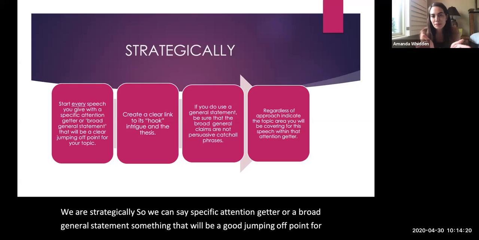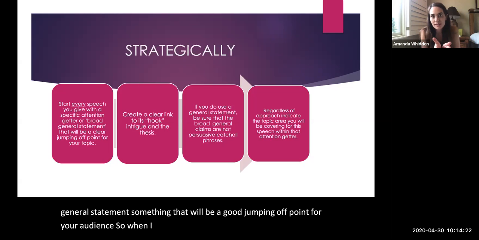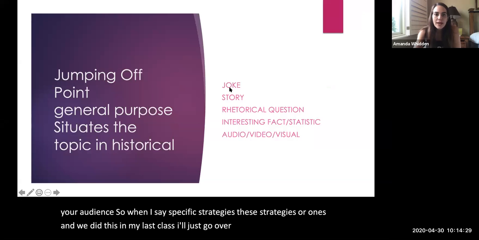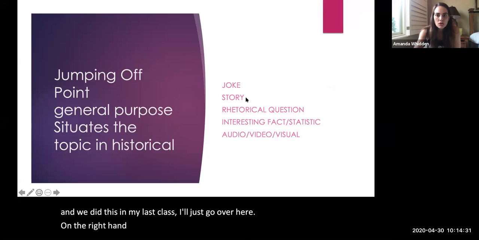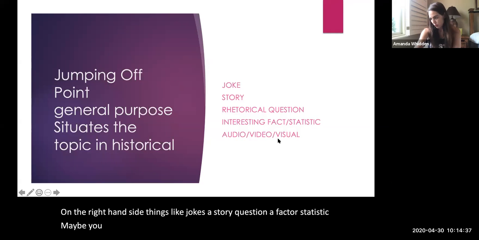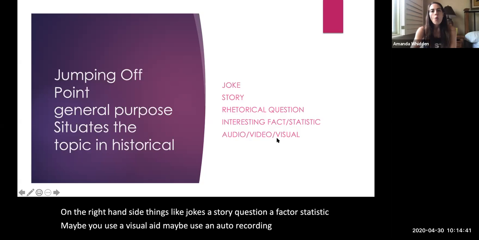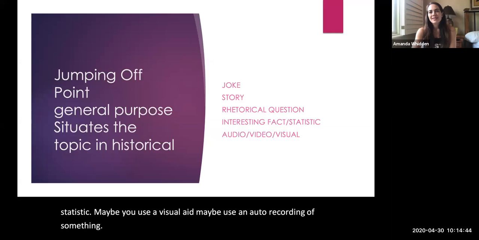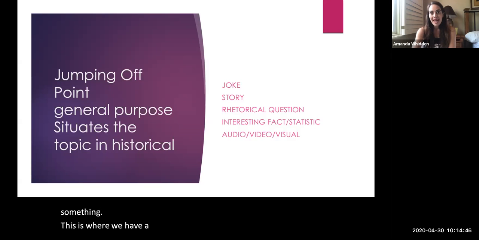So when I say specific strategies, these strategies are ones, and we did this in my last class, so I'll just go over here on the right-hand side: things like jokes, a story, a question, a fact or statistic. Maybe you use a visual aid. Maybe you use an audio recording of something. This is where we have a specific strategy attached.